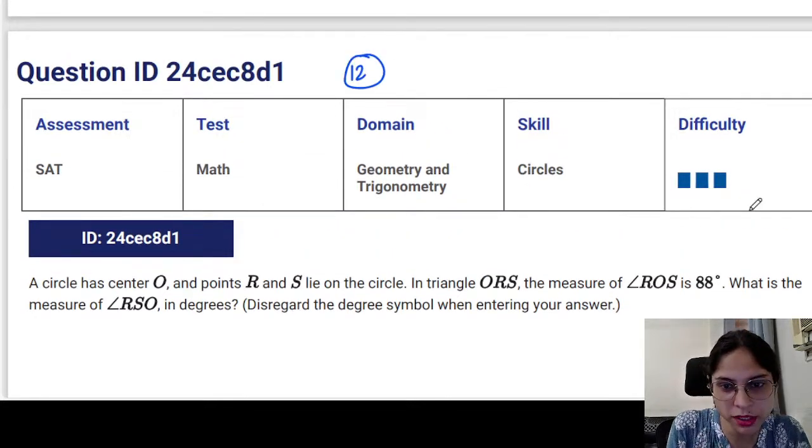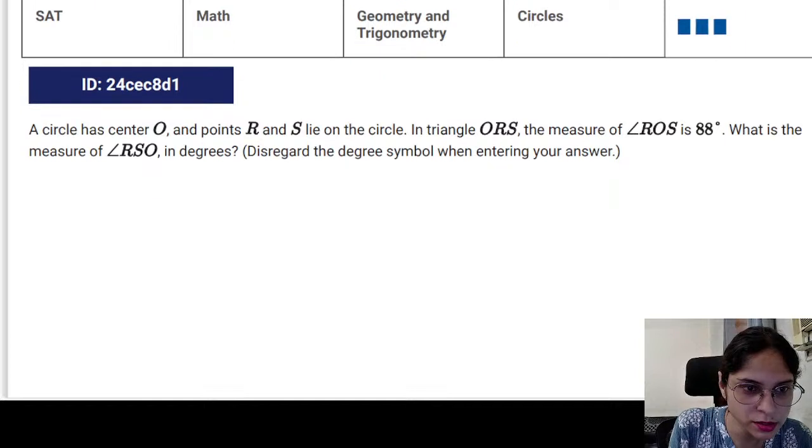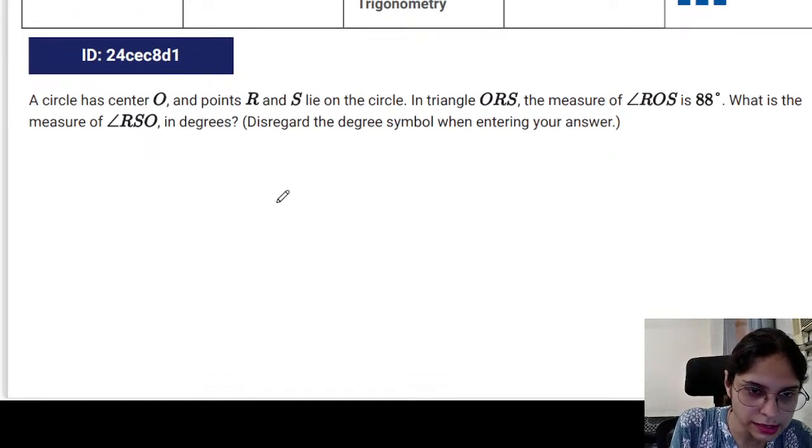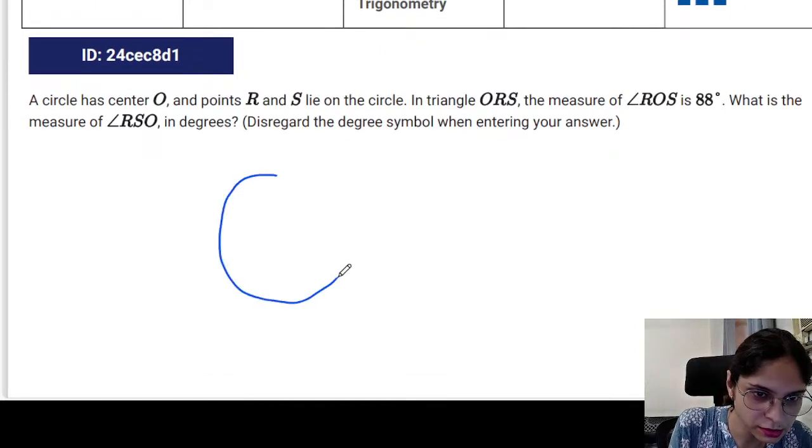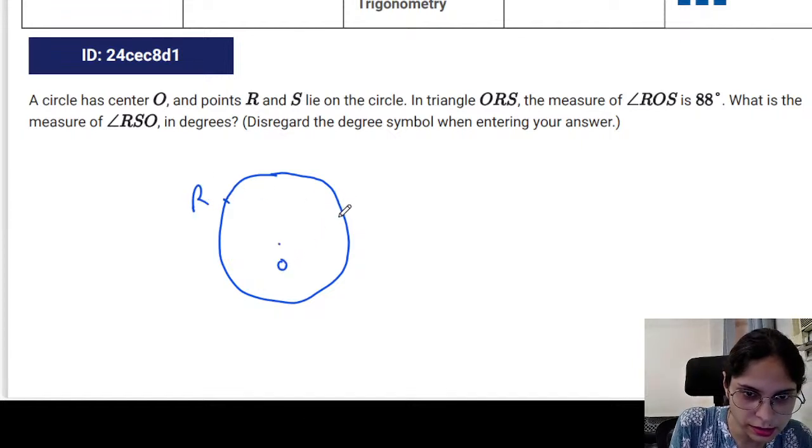Here you just have to make the diagram, otherwise it's a pretty easy question. A circle has center O, R and S lie on the circle, so let's make a circle. R, this is the center, and let's say this is S. Now we are making the triangle ORS.